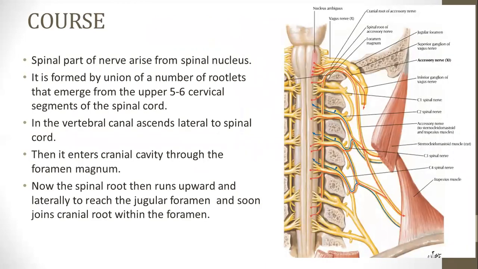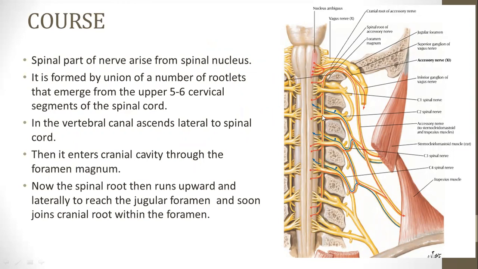Course of the spinal part. The spinal part of the nerve arises from the spinal nucleus, which lies in the spinal cord. It is formed by the union of a number of rootlets. You can see here the rootlets from C1 to C5 cervical segments of the spinal cord, and they lie lateral to the spinal cord, and they unite and ascend through the vertebral canal. This is the spinal cord and that is the vertebral canal. So they unite and ascend through this canal lateral to the spinal cord.